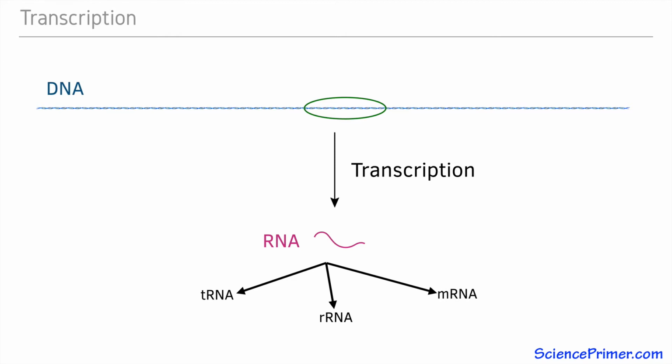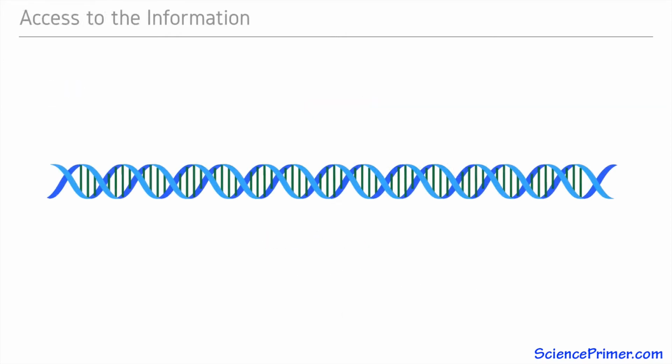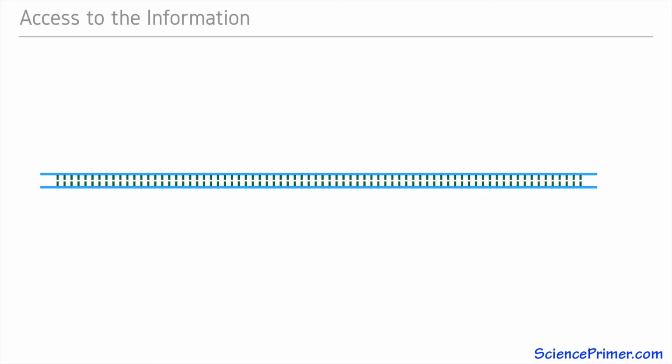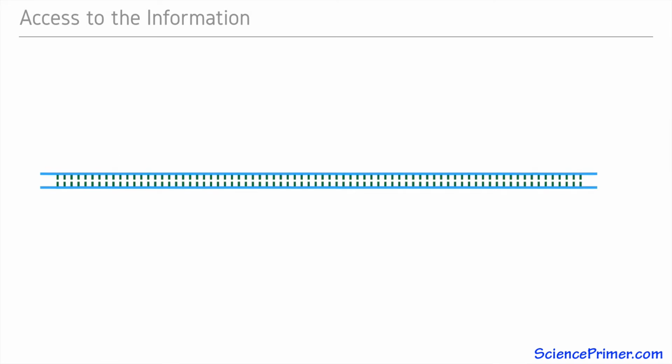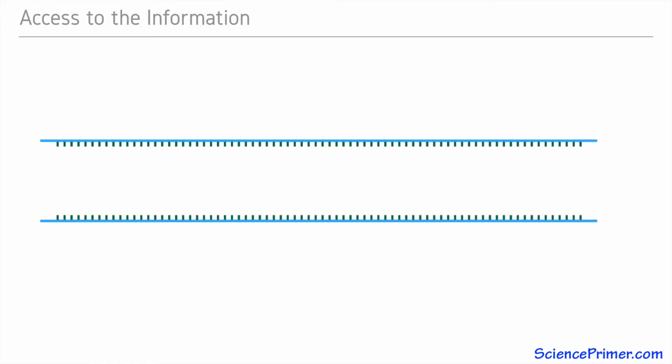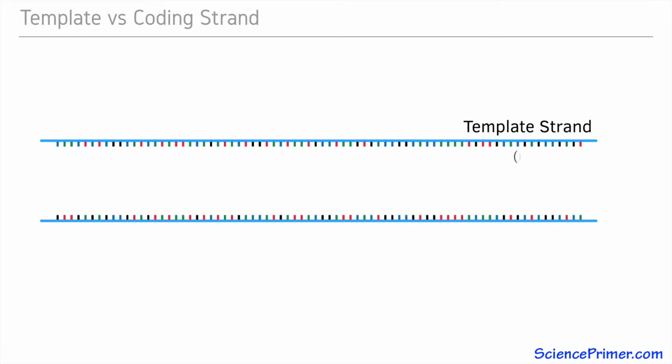In order for transcription to occur, a length of the double-stranded DNA needs to be unwound, allowing access to the stretch of bases that encode for the protein to be synthesized. Only one strand of the double strand of DNA is used to synthesize the RNA. This strand is called the template strand. It is also called the non-coding strand. The strand that is not used is called the coding strand or the non-template strand.